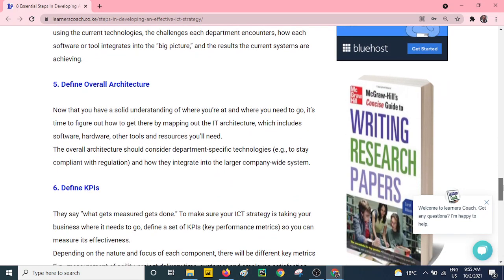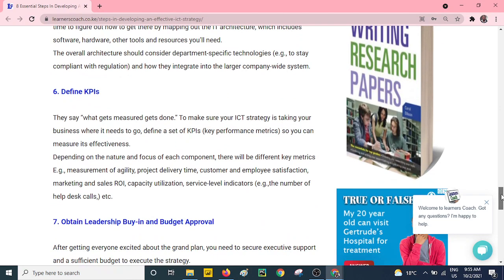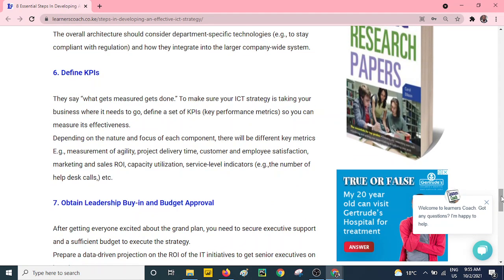The other step is defining the overall architecture. Now that you have understood how to capture the various stakeholder requirements, it's now time to figure out how to get there by mapping out the IT architecture, which includes software, hardware, and other tools and resources you need, right? And of course, the other very essential step is to define the key performance measures or indicators.